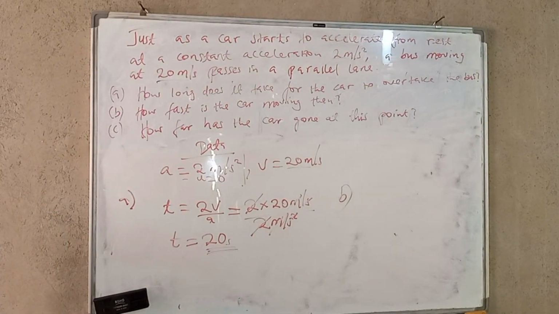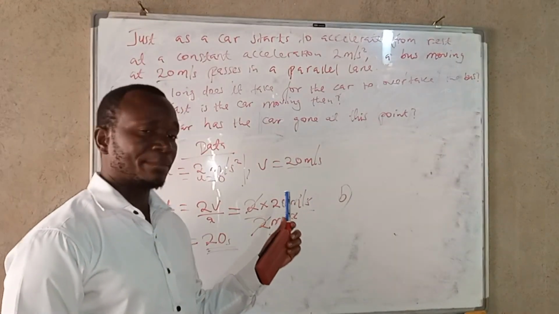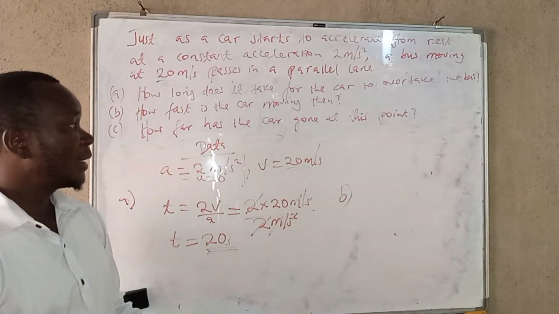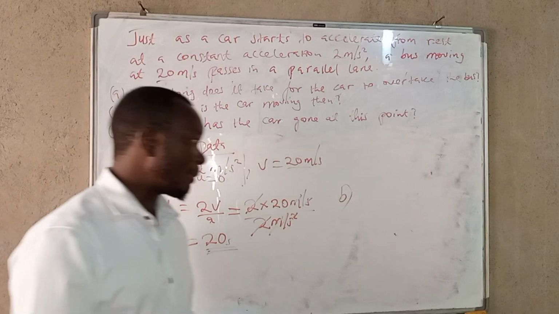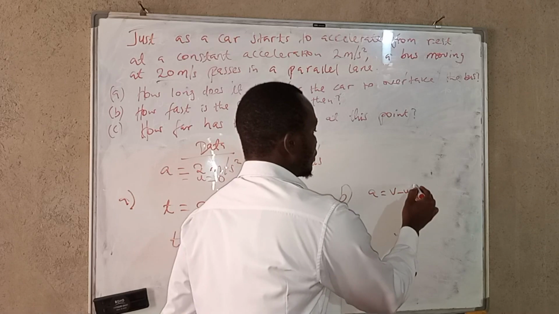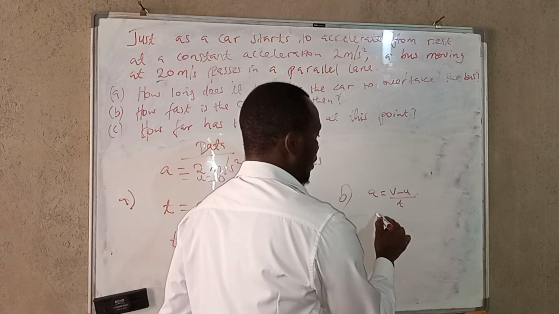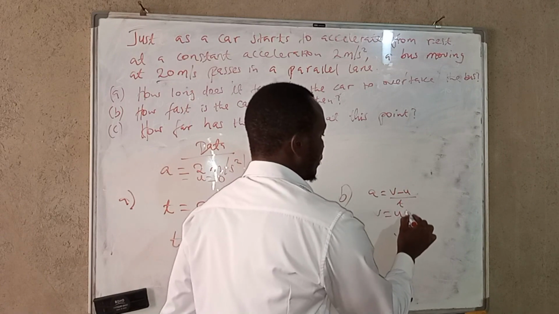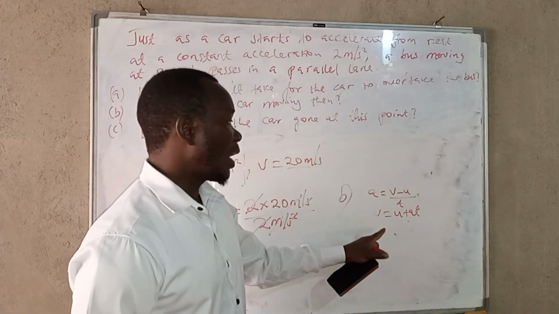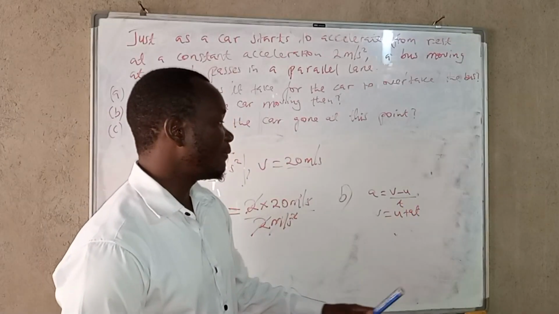How fast is the car moving then? We are looking at the speed at which the car was moving as it overtook the bus. So we have the equations. We have a is equal to v minus u over t. If we transform this, we're going to have v is equal to u plus at. These two yield the same answers because this one is the transformation of the other.